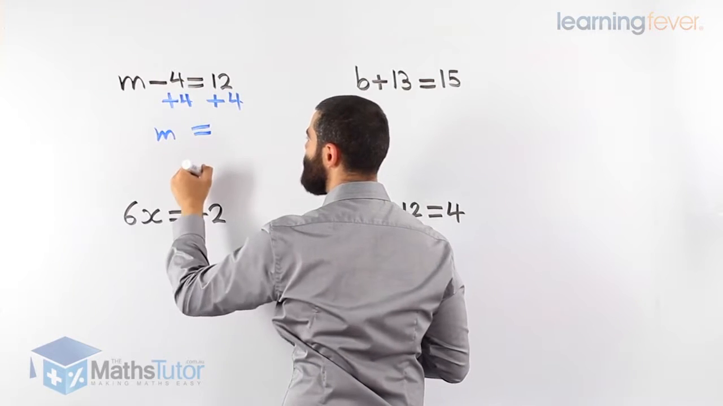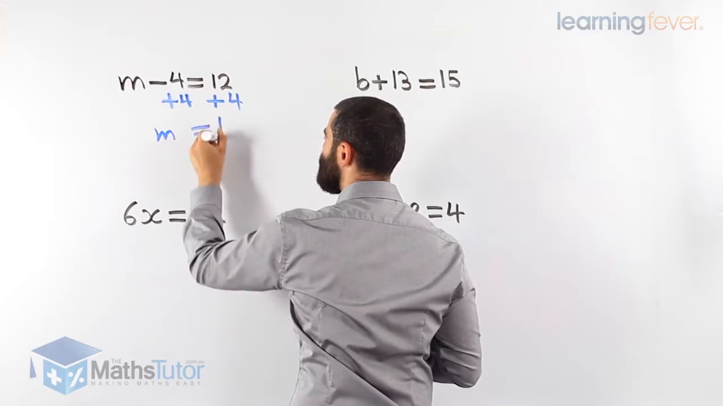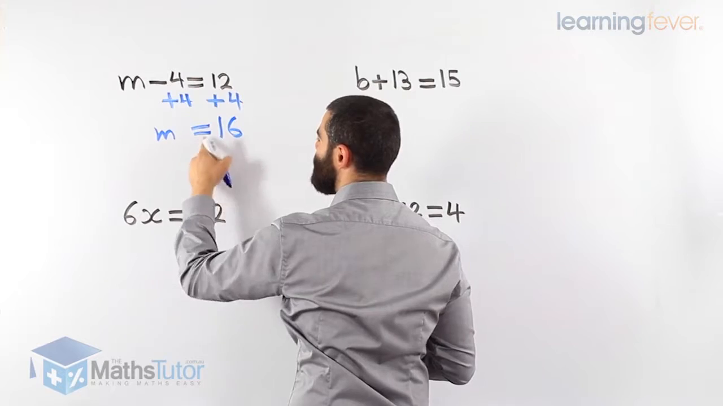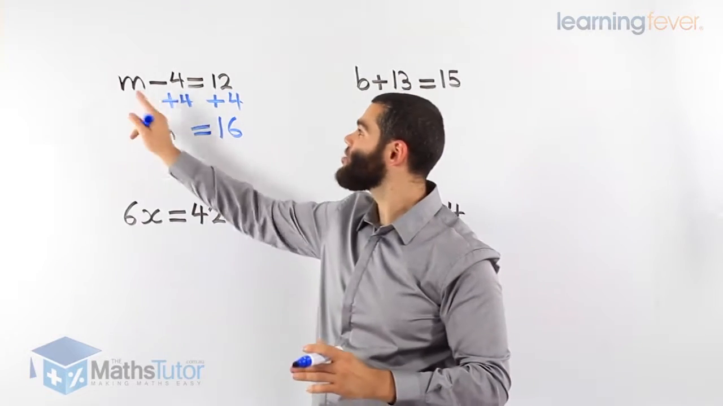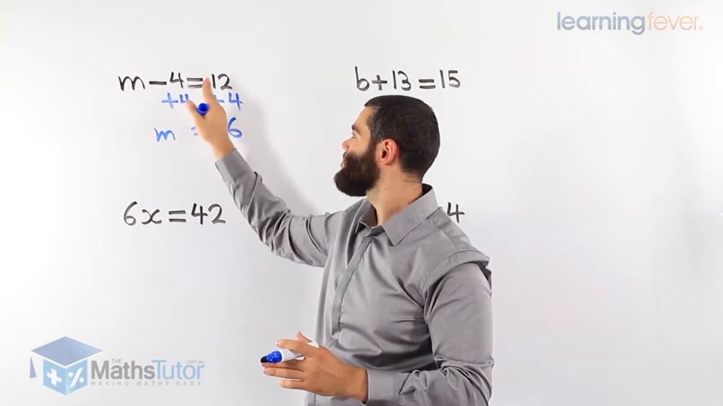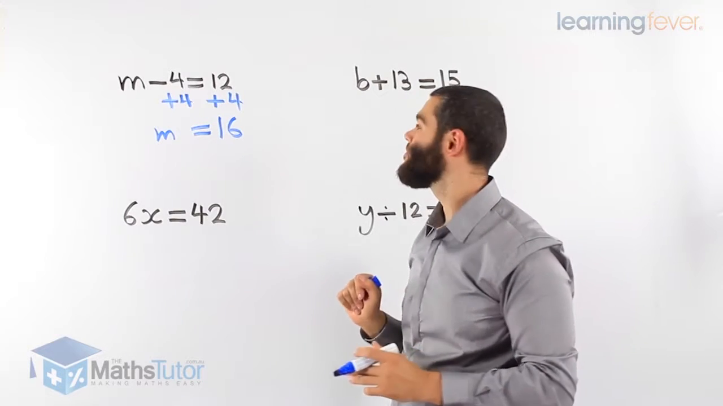We have m left over. 12 plus 4, 16. M is 16. Is that right? Well, let's try. 16 take away 4 is 12.